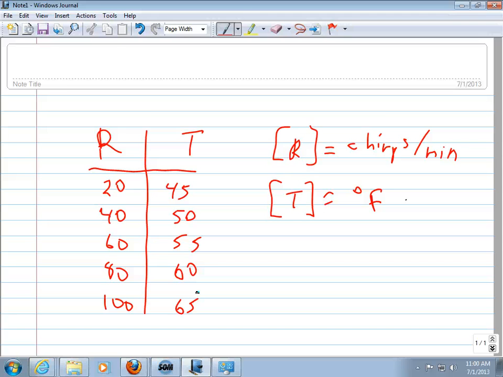You okay? All right. So a function is that for every R, there's one and only one T. It's unique. If I have 20 chirps per minute, I know it's 45 degrees. It's not 45 degrees today, 60 degrees tomorrow, 100 degrees today, right? It's always around 45 degrees. This is probably an estimate, but there's a unique y value for every x value.